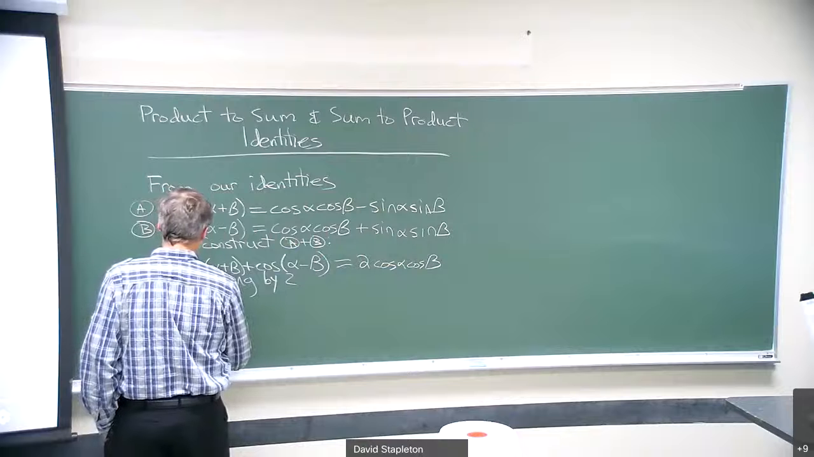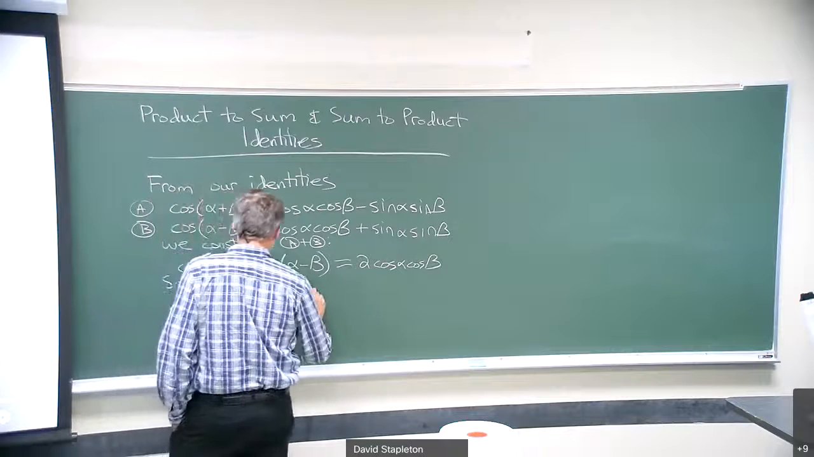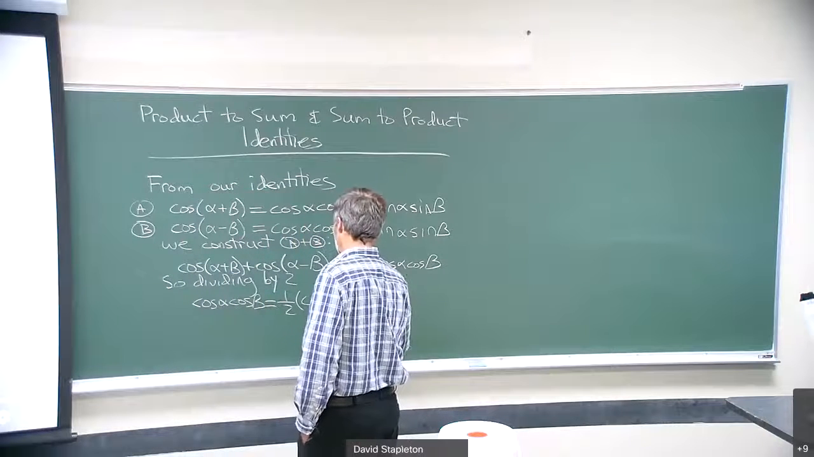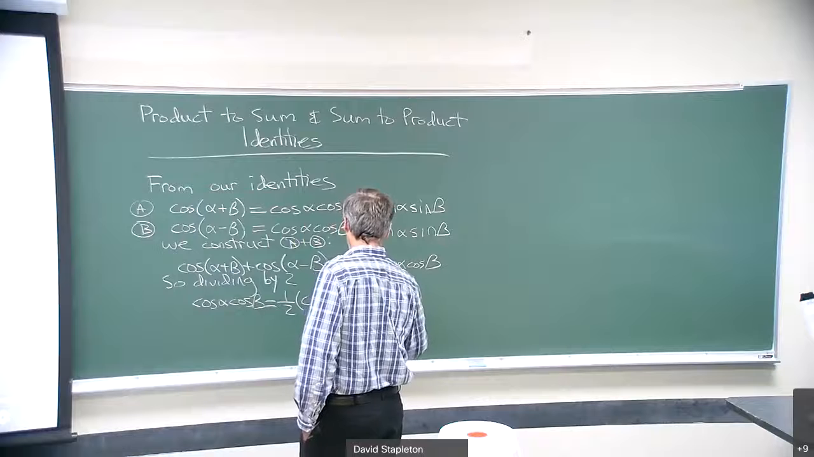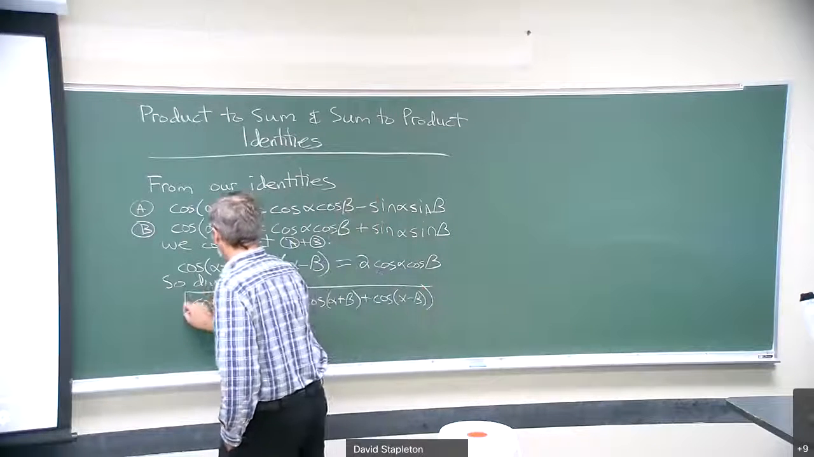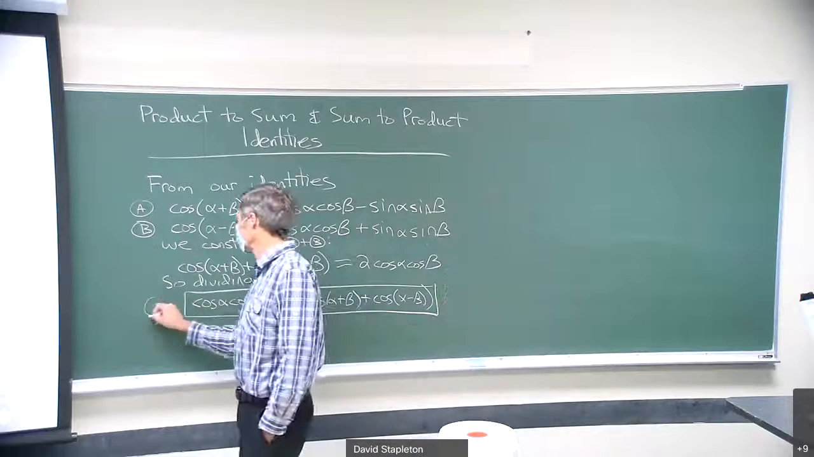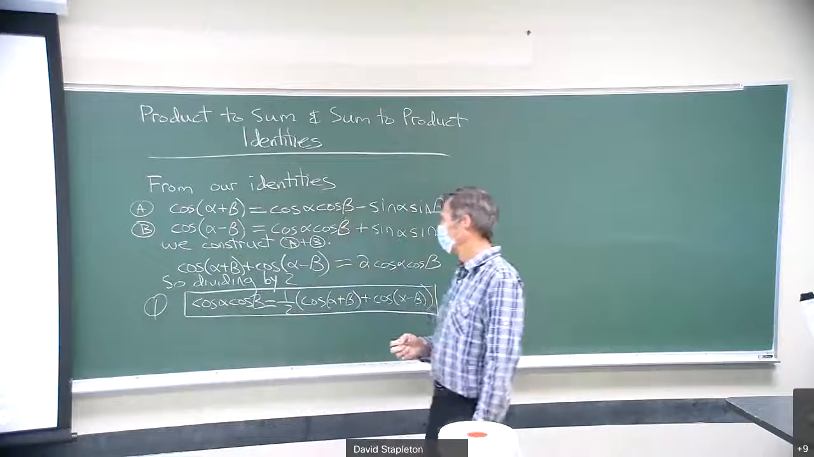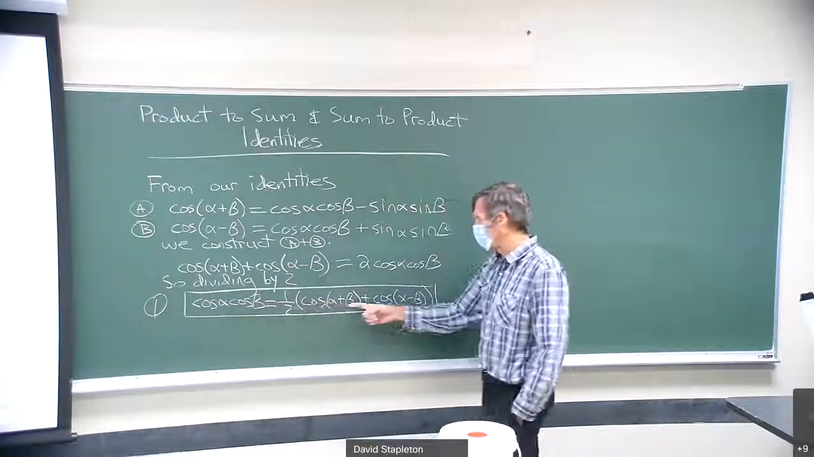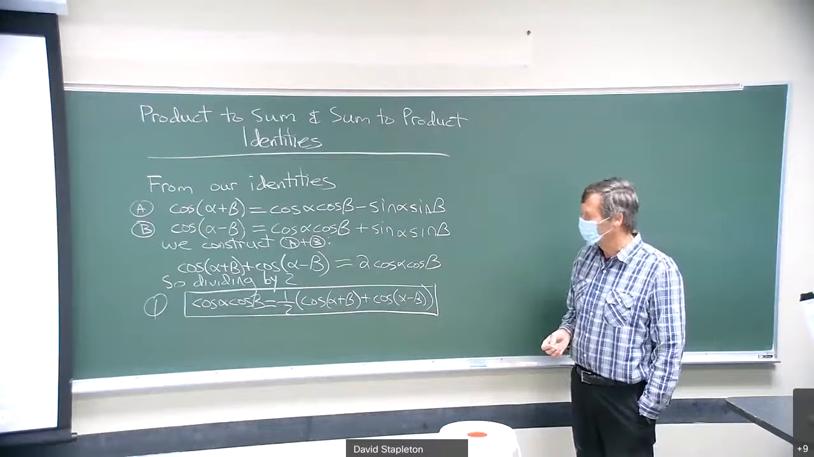Cosine alpha times cosine beta is 1/2 of cosine alpha plus beta plus cosine alpha minus beta. There it is. This is called a product to sum identity. We can call this equation 1. Anytime you give me a product of 2 cosines, I can rewrite them as 1/2 the sum of 2 cosines. How about that? Who would ever guess that? Product equal to sum.